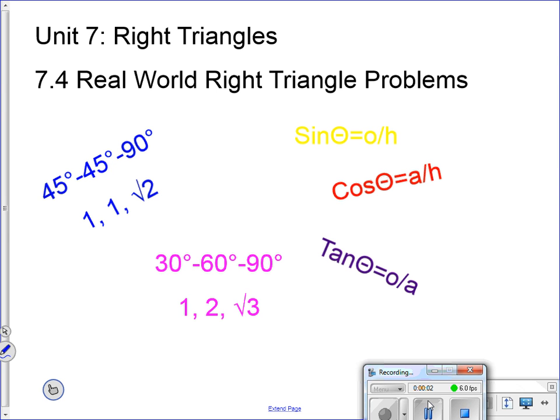Hey everybody, this is Mr. Munson and we are in Unit 7. And so today we're basically finalizing this unit with concept 7.4, real world right triangle problems.